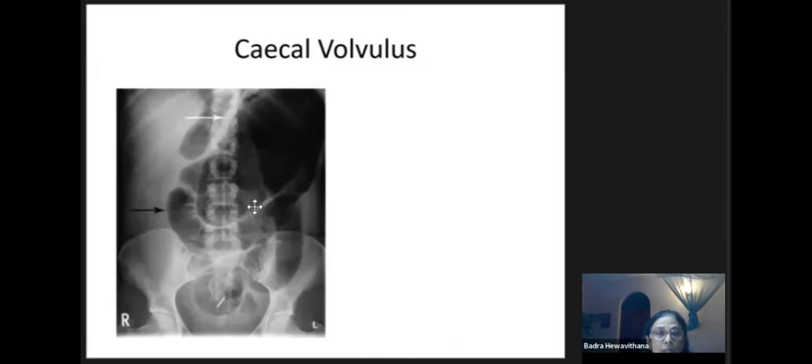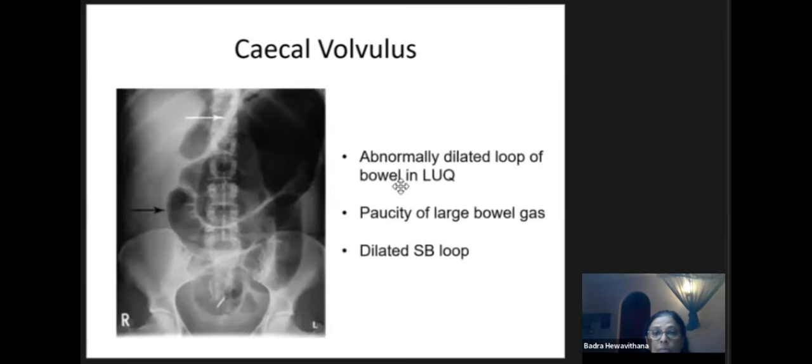But otherwise, when you have a loop of large bowel towards the left hypochondrium, you wonder whether it is the more common sigmoid volvulus. But look carefully, you don't see any colonic gas. When the obstruction is at the cecum, you can't get gas in the large bowel. So absence of large bowel gas, with presence of small bowel obstruction, takes you to the diagnosis of cecal volvulus. It's the same thing that I have written here.